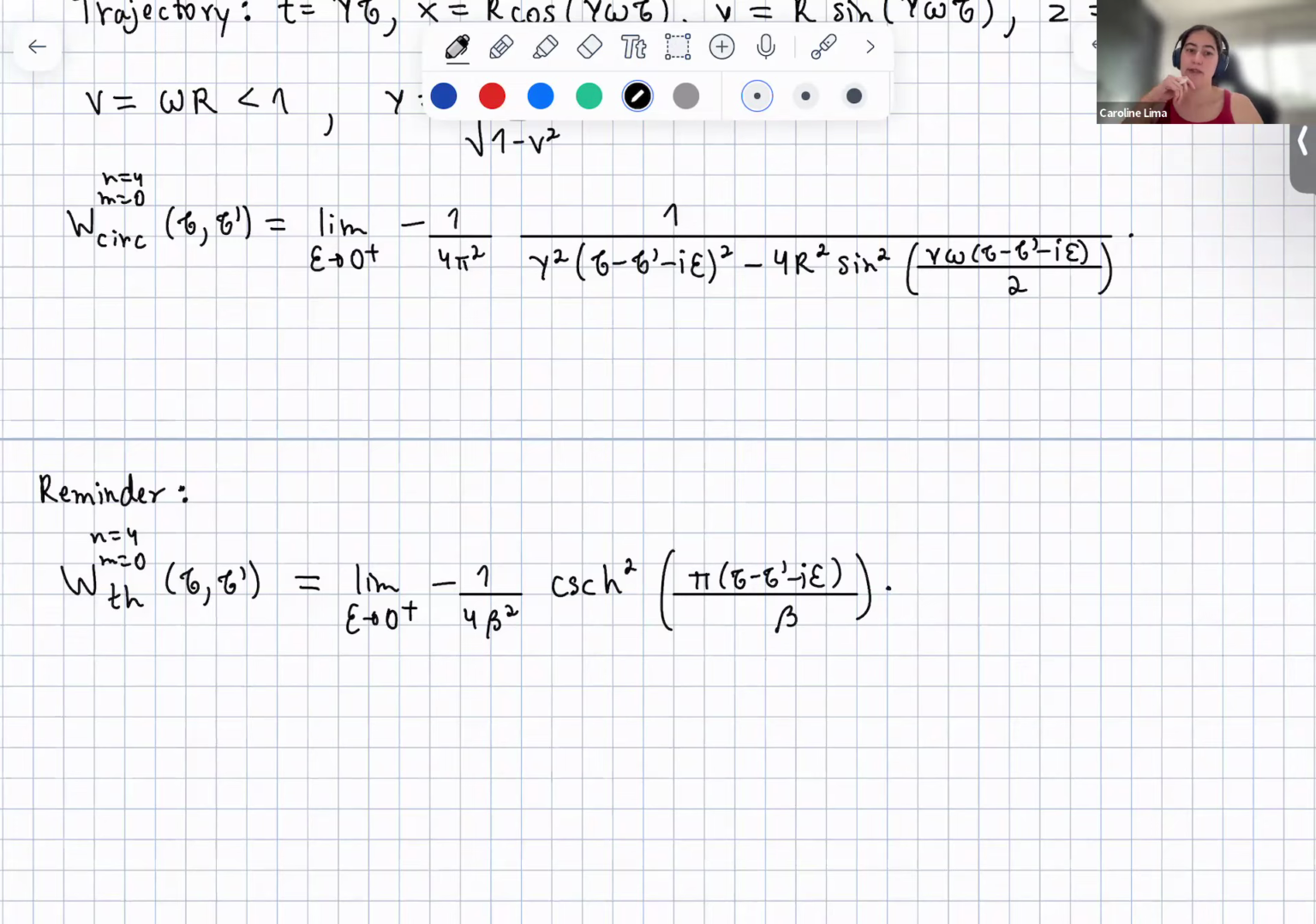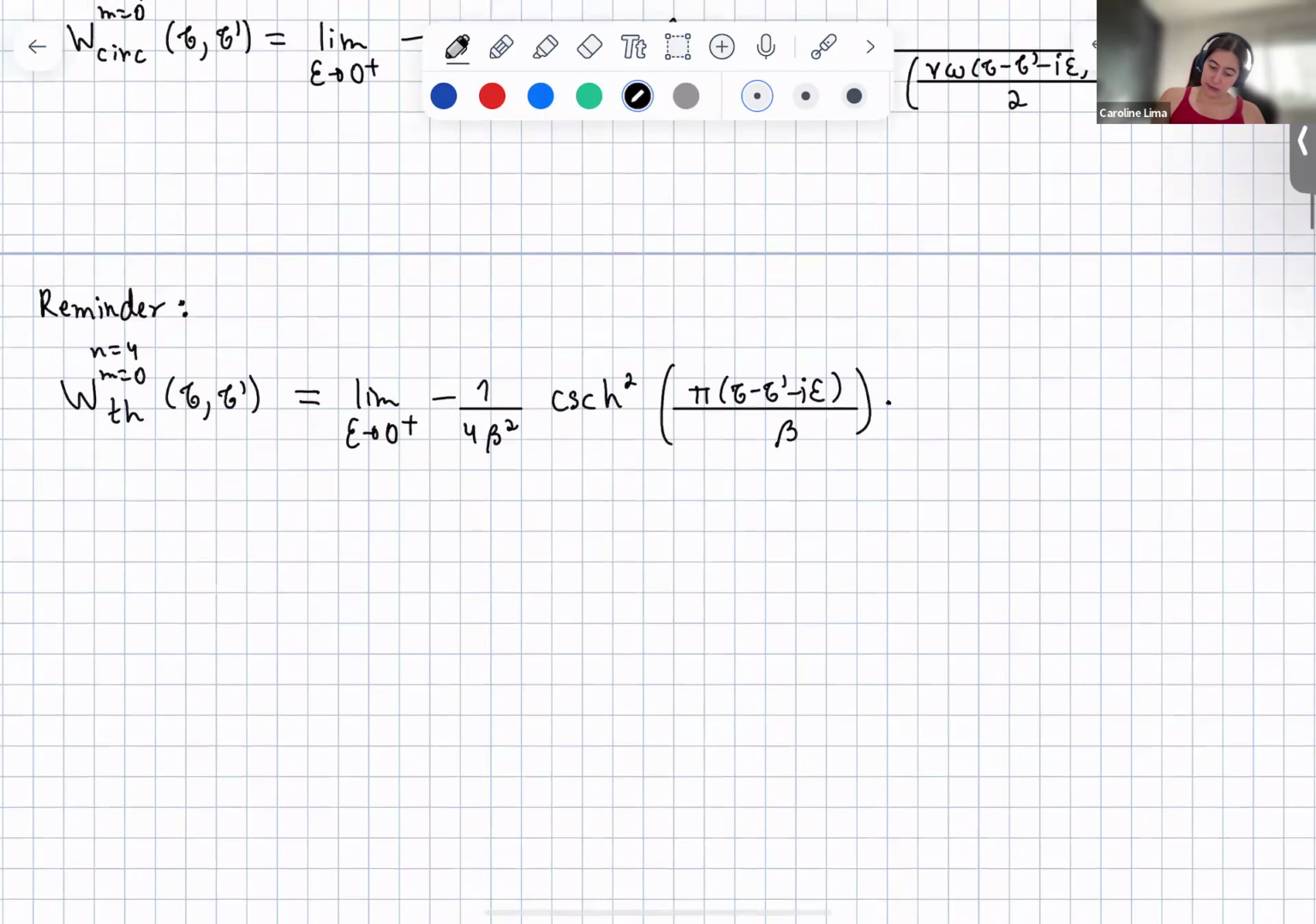But I remember that yesterday I mentioned to you that there are some more general notions of thermality, and that the case that I presented to you specifically was a very nice case in which the two of them matched, right? For the massless case, n equals 4, the two Wightman functions are going to match, the one for the Unruh effect and the one for the thermal bath. But this is not the case always, right? So let's not by now discard this possibility.